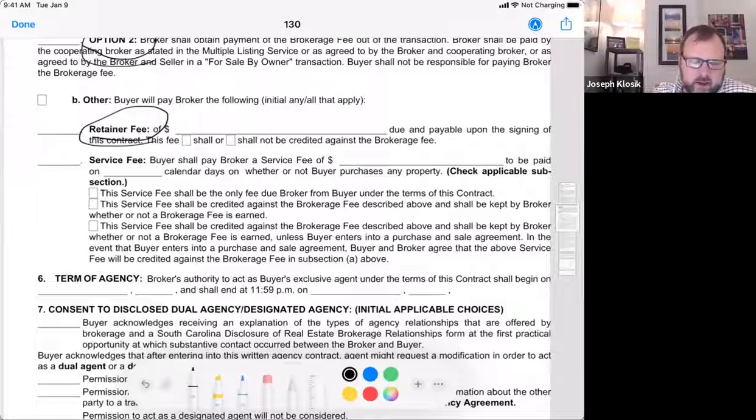Some people do that. And then the service fee: the buyer shall pay a broker a service fee of X amount, and again, it's an amount that's due regardless of whether or not there's a brokerage fee. Any questions?